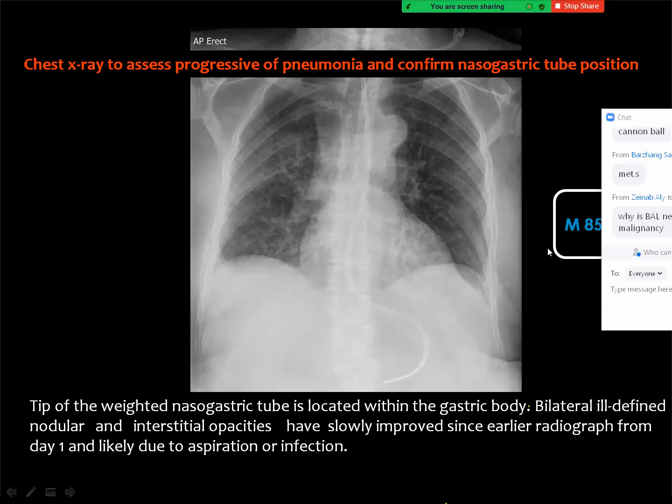Then we have a male patient, 85 years old, with a chest X-ray to assess the progression of pneumonia and to confirm the position of the nasogastric tube. Then here you can see the nasogastric tube is okay. It's located inside the gastric lumen. But in the lung, what do you think?